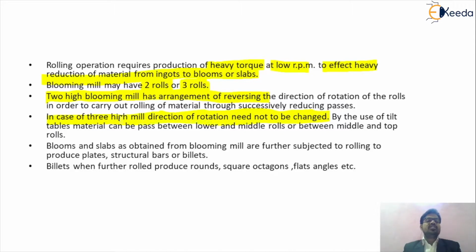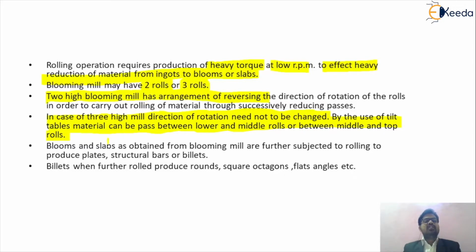will not be changed, because in the two roll mill we have to change the rotation, but in the three roll blooming mill we don't have the option to change direction, because we have to move the material between the lower and middle rolls, and between the middle and top rolls. So obviously we cannot change the direction. Most of the time in industry we prefer either two rolls or three rolls, depending upon the requirement of your system.